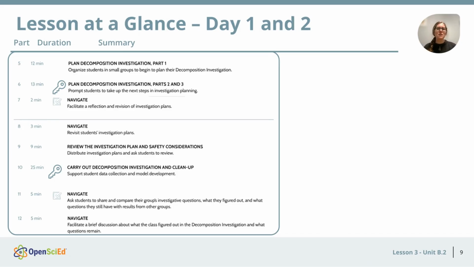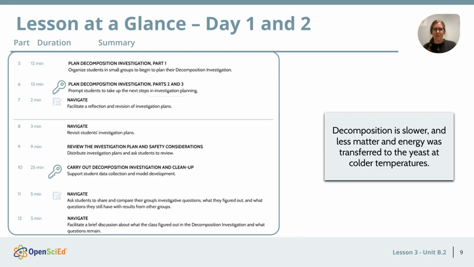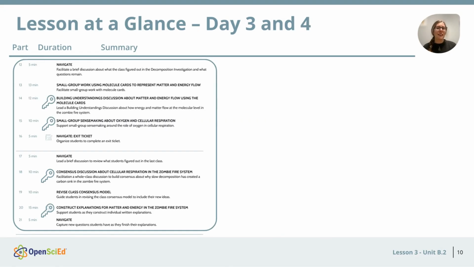In sense-making loop 2, students are going to be planning their decomposition investigation. They're going to carry out the decomposition investigation and have a brief discussion about what questions still remain. Students are going to figure out that decomposition is slower and less matter and energy was transferred to the yeast at colder temperatures. So then how does this connect to the zombie fires? And that's sense-making loop 3.